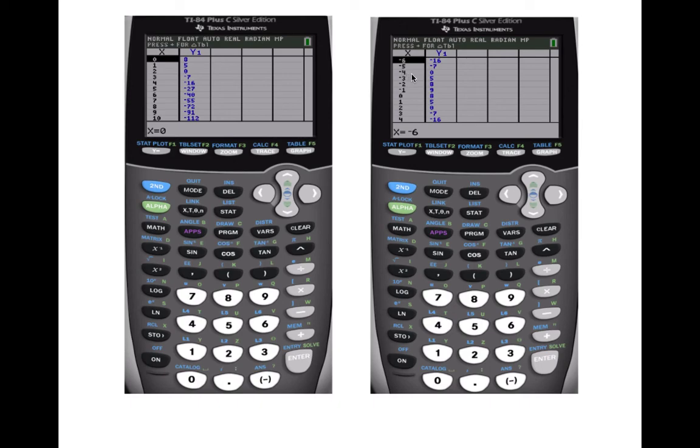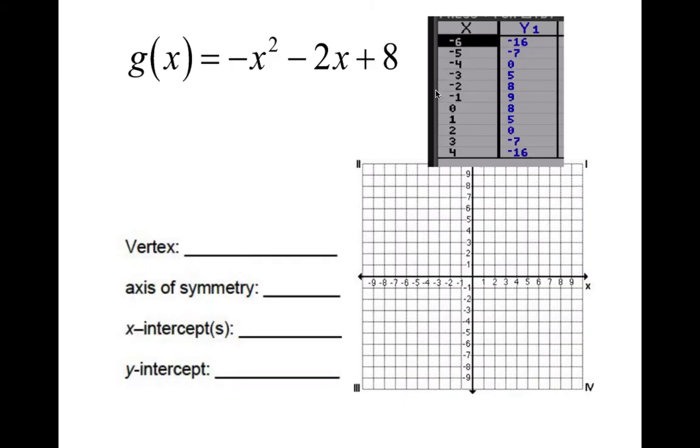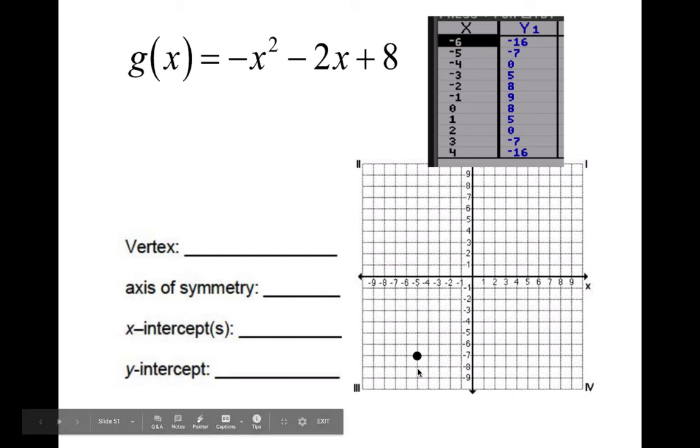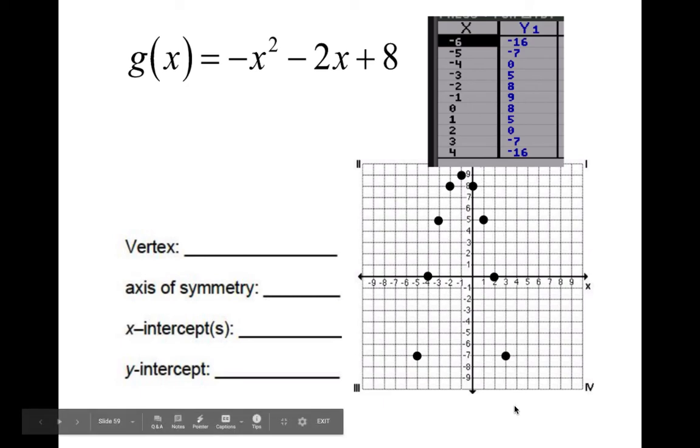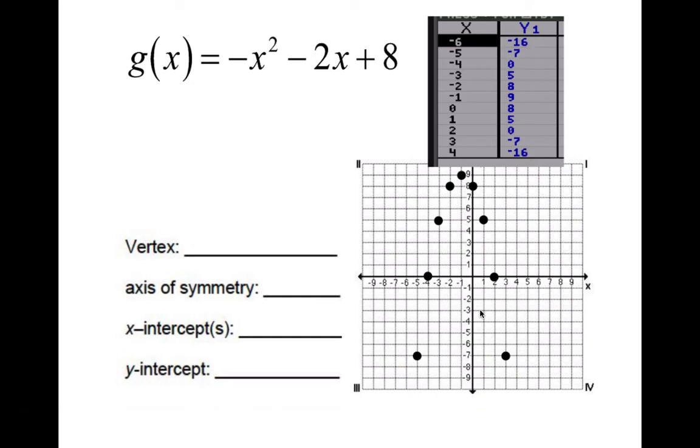But negative 5, negative 7 does fit. So when we go to our graph, I'm going to graph negative 5, negative 7, put a dot. Then negative 4, 0. For negative 3, it's at 5. And then negative 2 is at 8. Negative 1 is at 9. Then we have 0, 8, 1, 5, 2, 0, 3, negative 7. And then 4, negative 16 goes off the graph. It doesn't fit. So notice I'm just picking the numbers here that are between negative 10 and positive 10.